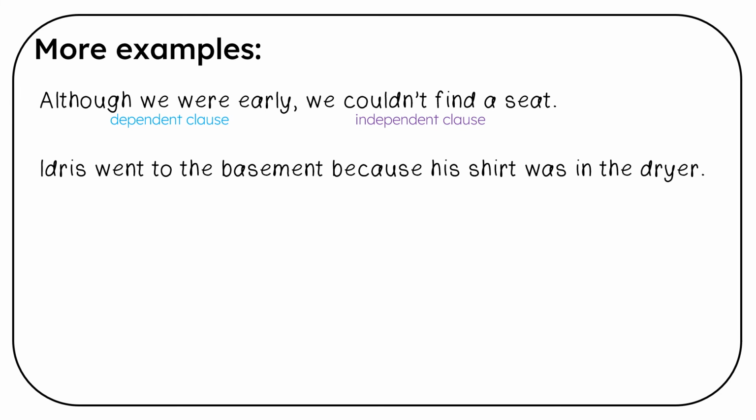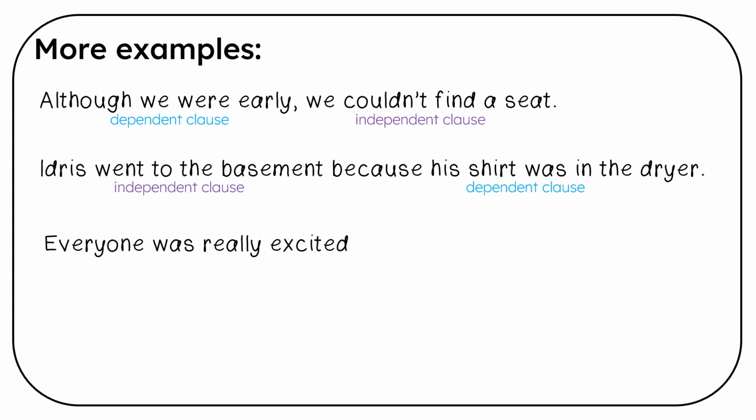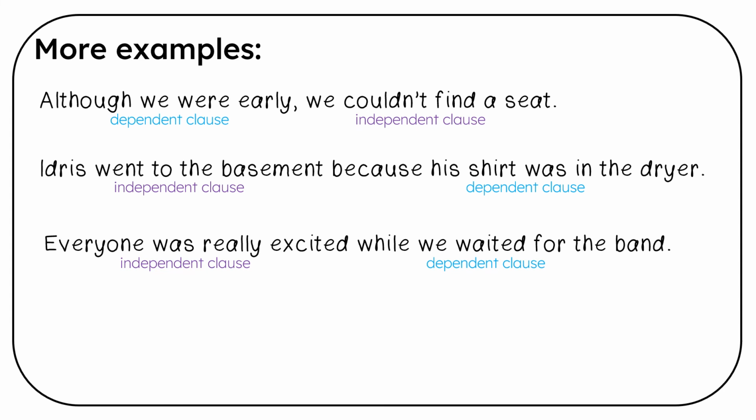Idris went to the basement because his shirt was in the dryer. Idris went to the basement is an independent clause. Because his shirt was in the dryer is a dependent clause. Everyone was really excited while we waited for the band. Everyone was really excited is an independent clause. While we waited for the band is a dependent clause.